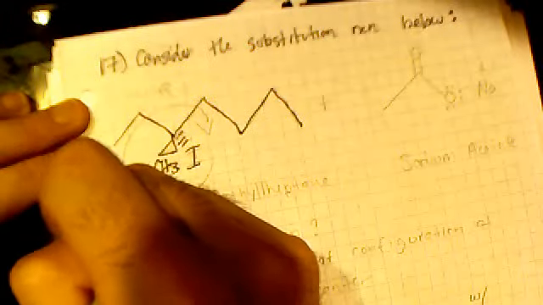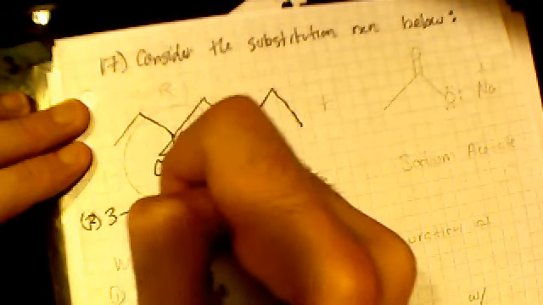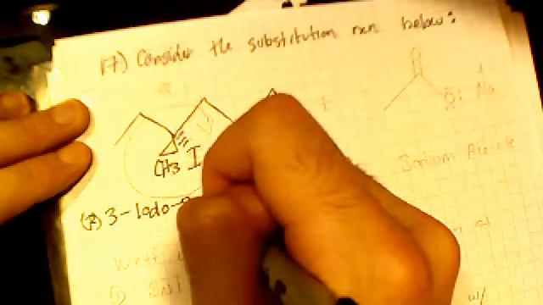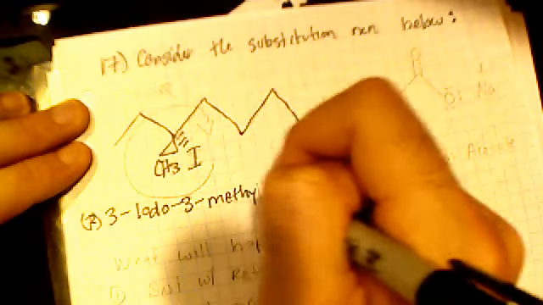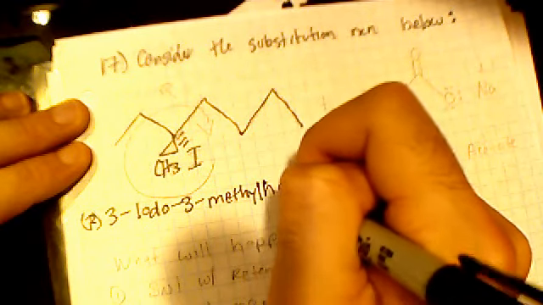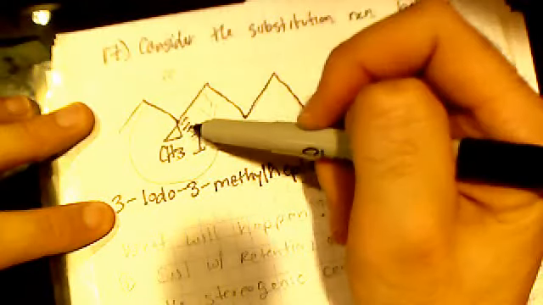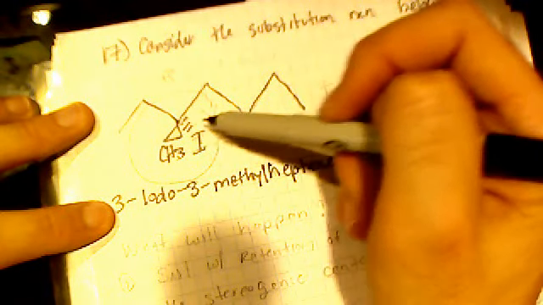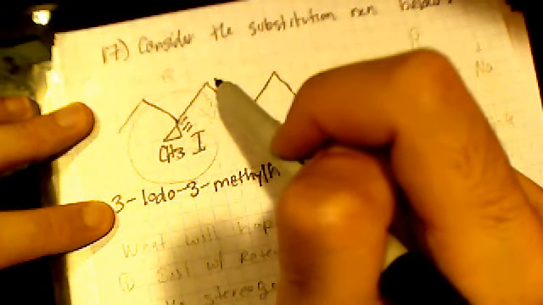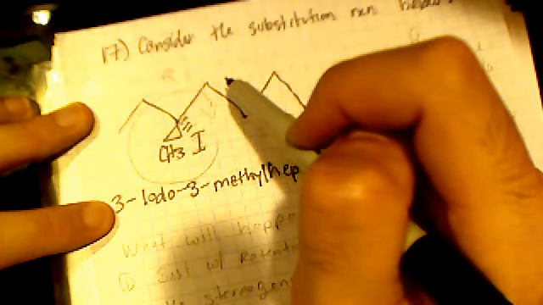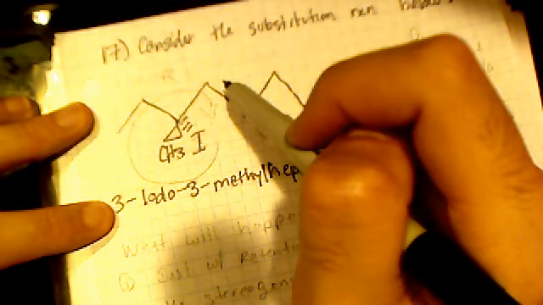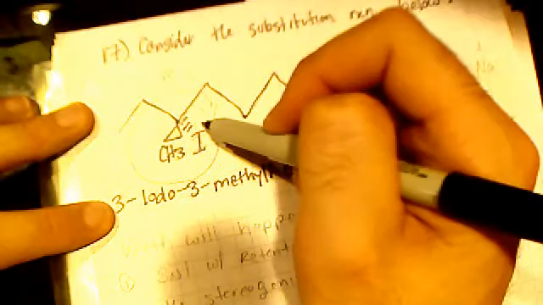It's R-3-iodo-3-methylheptane, right? And it's R with the I going away from us. Okay, right, the I is going away from us.